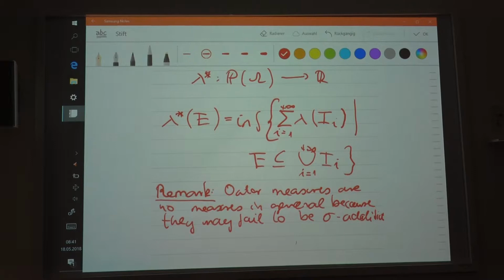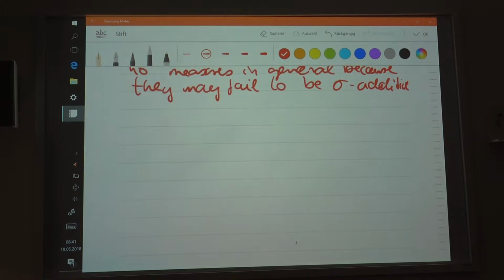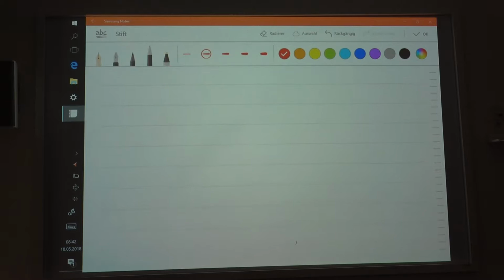The other problem is that measures are not complete in general, because you remember the negligible sets. Some negligible sets, which are subsets of null sets, are not measurable. We've seen this, for instance, for subsets of the Cantor set last time. Okay, so guys, the approach is relatively simple, so let me define a new measure.